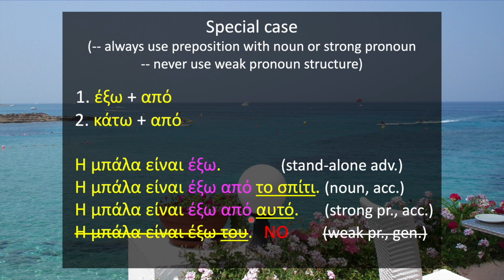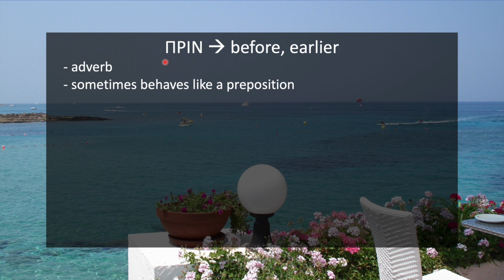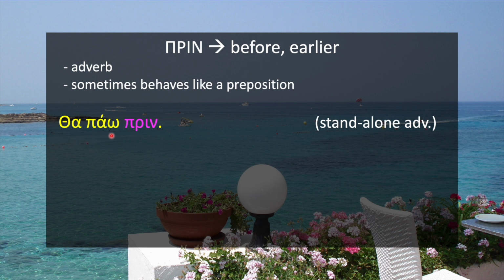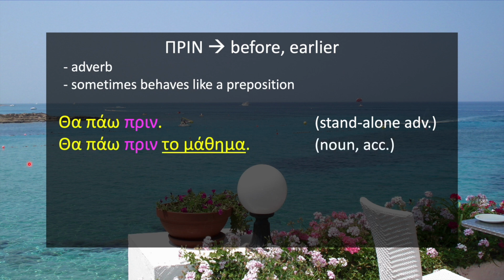And now, let's look at the mystery adverb and the mystery preposition. The mystery adverb is πριν. It means before or earlier. Πριν is an adverb, but sometimes it behaves like a preposition. Let's look at some examples. Θα πάω πριν. Here it's a standalone adverb. Θα πάω πριν. I will go earlier.